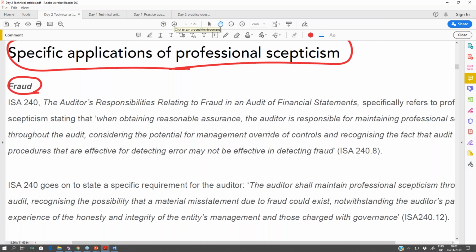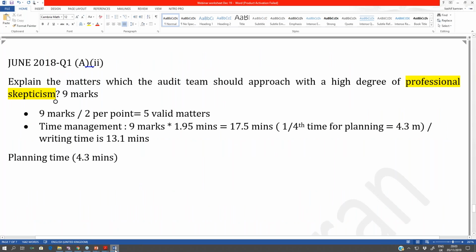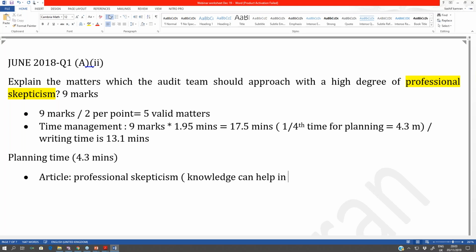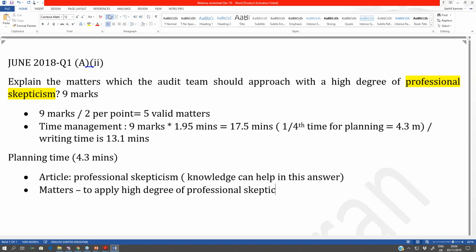Now let's see what the examiner was asking us in this question. Explain the matters which the audit team should approach with a high degree of professional skepticism. So the first good thing we should know is that there is an article on professional skepticism, and as a student I should have knowledge, and this knowledge can help in this answer. Now, matters to apply high degree of professional skepticism, right?